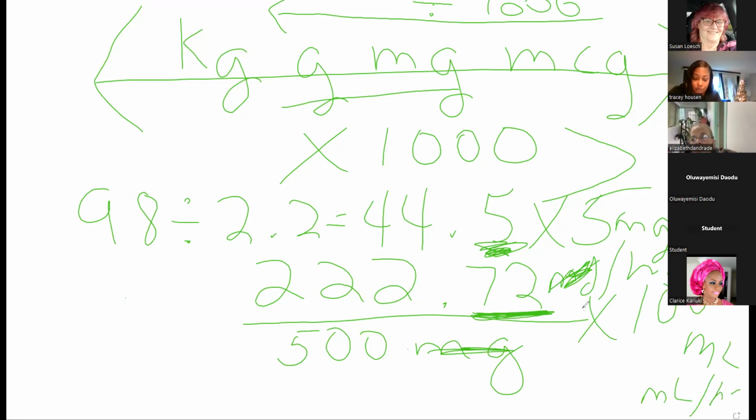Because remember, you had 5 milligrams per kilogram per hour ordered. So this becomes 222.72 milligrams per hour. And the milligrams cross out on the bottom and the top, and you're left with mLs per hour. So now you're going to divide that whole number, that 222, by the 500, the total dose, and then multiply it times 100. 100 is the mL. And that should give you quantity.